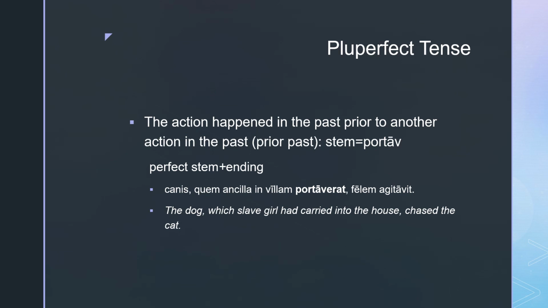Canis, quem ancilla in villam portaverat, felem agitavit. And you see that ERA there, easily identifies portaverat as in pluperfect tense. So the main verb is agitavit. The dog chased the cat. Well, then portaverat is an action that happened prior to the chasing. The dog, which the slave girl had carried into the house, chased the cat.